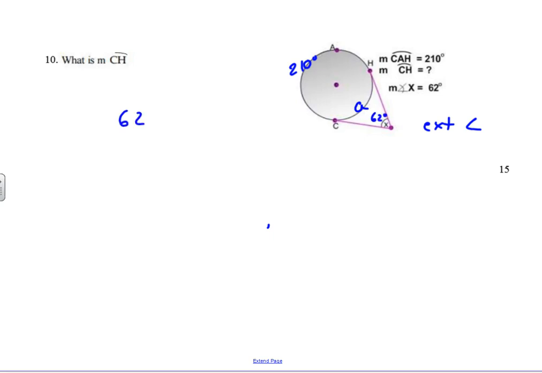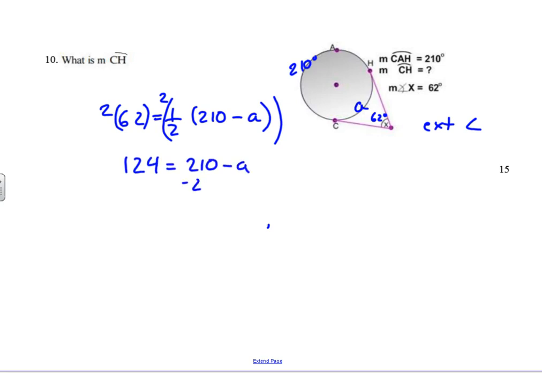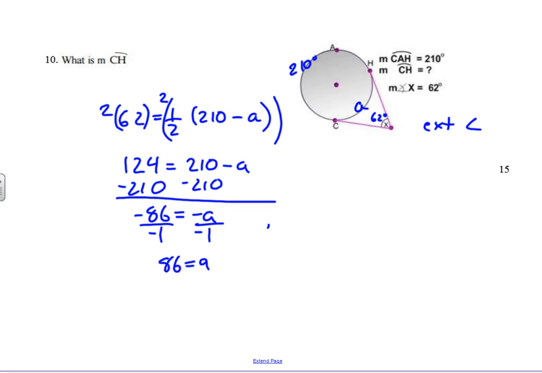So the exterior angle equals half the difference. So 210 minus A. Again, algebraically, multiply both sides by 2. So you get 124 equals 210 minus A. We're going to subtract 210 from that. So 124 minus 210 is negative 86, equals negative A. I'm going to divide by -1. 86 equals A, which is representative of the measure of arc CH equals 86.